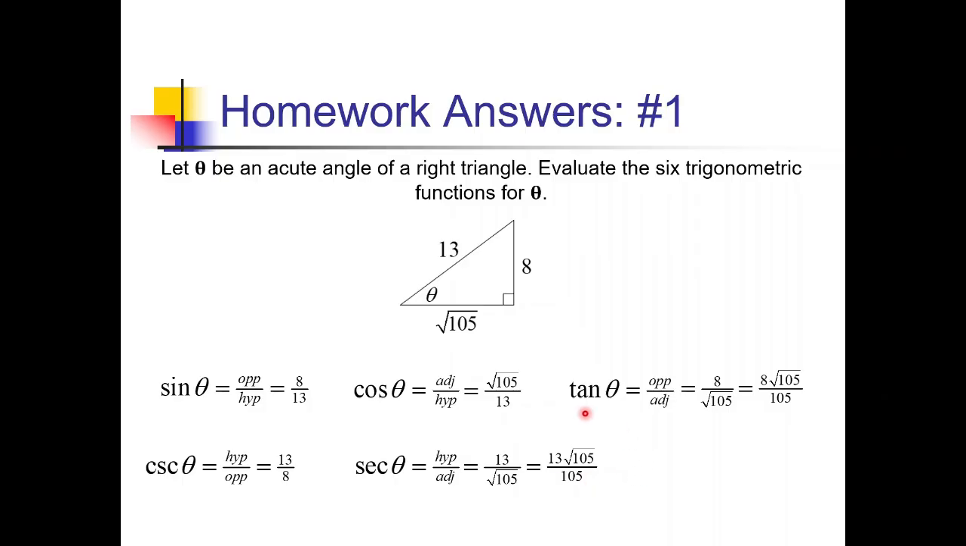And then lastly, we've got cotangent, which is the reciprocal of tangent, so adjacent over opposite, which in this case means we have radical 105 over 8.